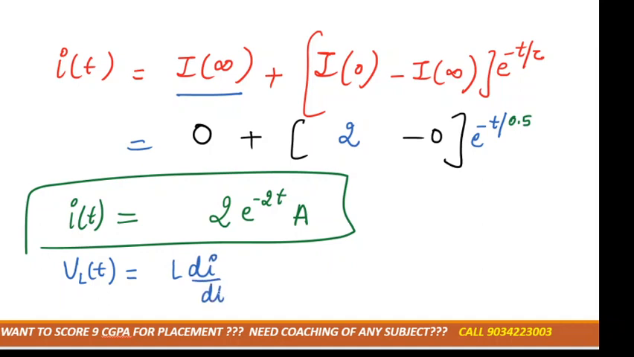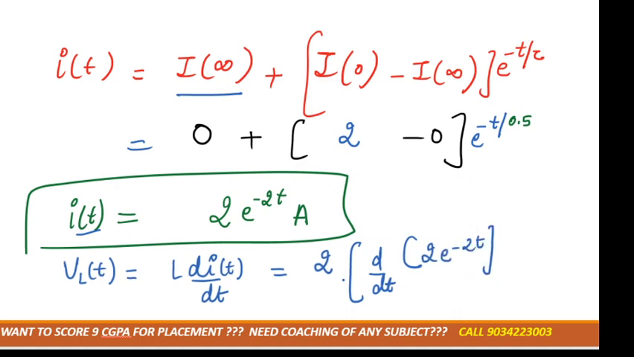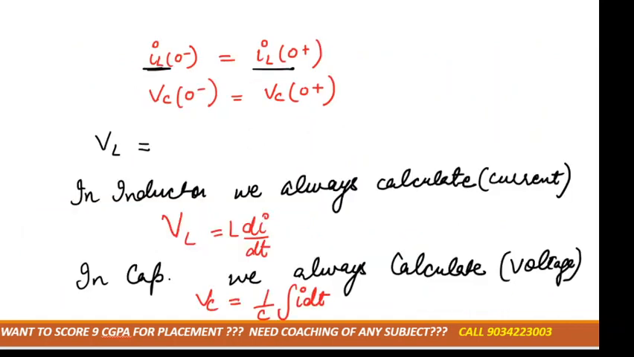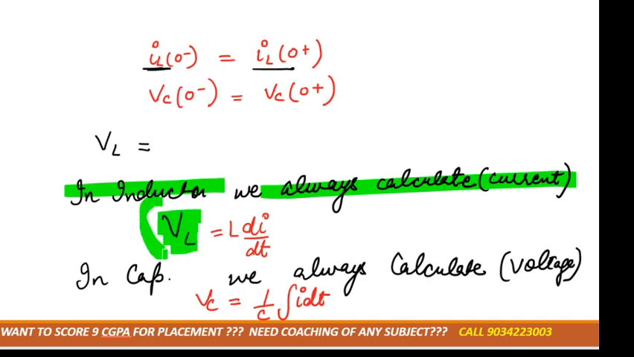L di over dt. L we know, 2, d by dt of I(t), which we already calculated, that is 2 into e raised to the power minus 2t, right? So 2 is constant, we can take it outside, that would become 4. E raised to the power minus 2t differentiation is into minus 2 and e raised to the power minus 2t. So that would be the voltage across the inductor. Okay, remember I told you that in an inductor we always calculate current. If they ask us the voltage, then we can use this formula.